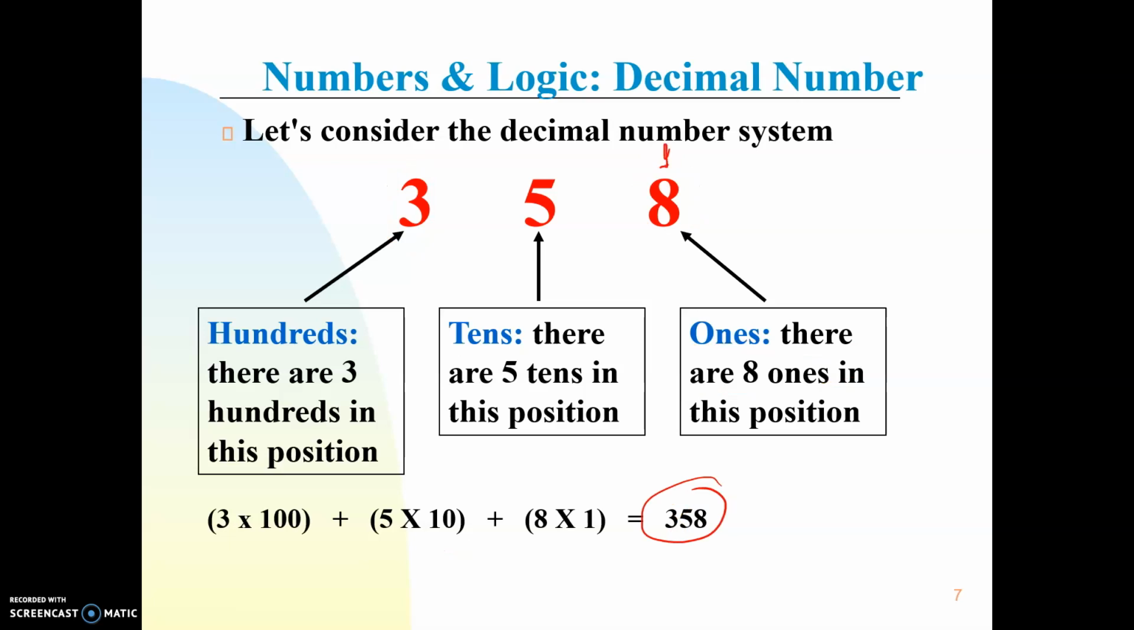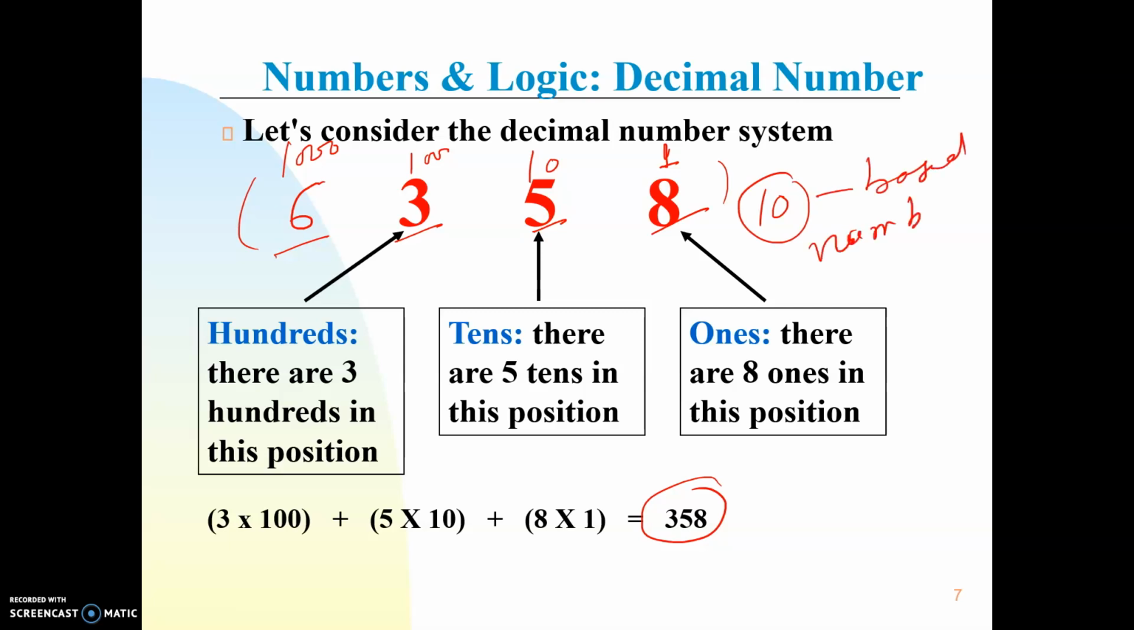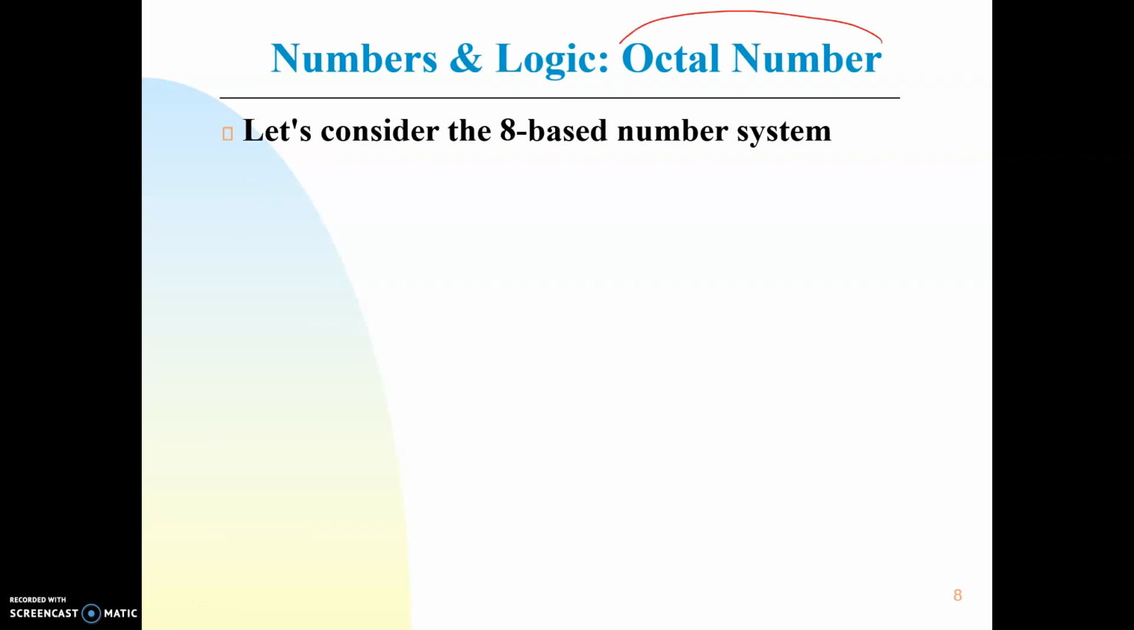So this is the one position, this is the 10th position, and this is the 100th position. If one more number is given here, let's say 6, then it will be at the 1000th position. So that is why we call it 6358. And this number is in the decimal number system, so we call it the 10-based number system. The next slide will explain another number system, called the octal number system.